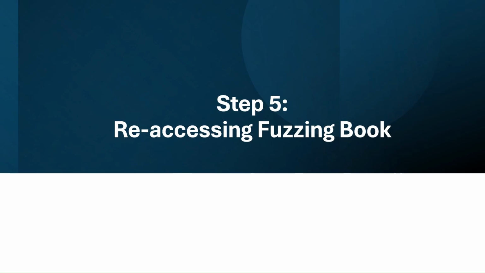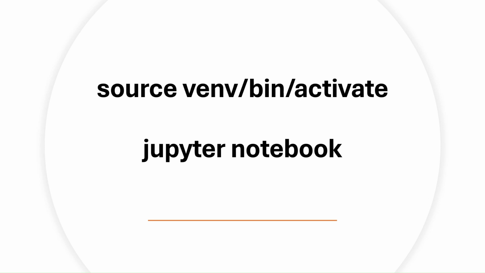Every time you want to use the Fuzzing book after the initial setup, you don't have to repeat the installation steps. Simply navigate to your Fuzzing book directory, and activate your virtual environment with the following command, source venv/bin/activate. Once the virtual environment is active, launch Jupyter Notebook using the jupyter notebook command. These two commands will bring you back to the Fuzzing book interface where you can start working on fuzzing projects again. The virtual environment ensures that your configuration remains intact and the packages work smoothly.